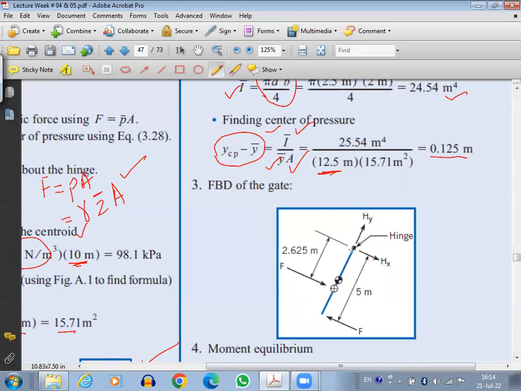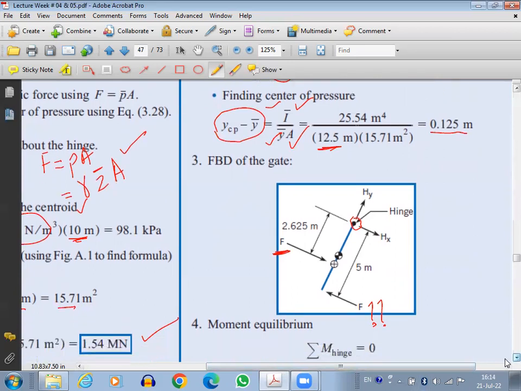If you look here, this is the situation that we have: this is the elliptical gate. It is hinged on this end. It is here we have to apply the force that I want to find out. There is the force of water, the hydrostatic force. It is 1.4 meganewton, which is applied here. And this is applicable at the center of pressure, not the centroid. This is CP, center of pressure.